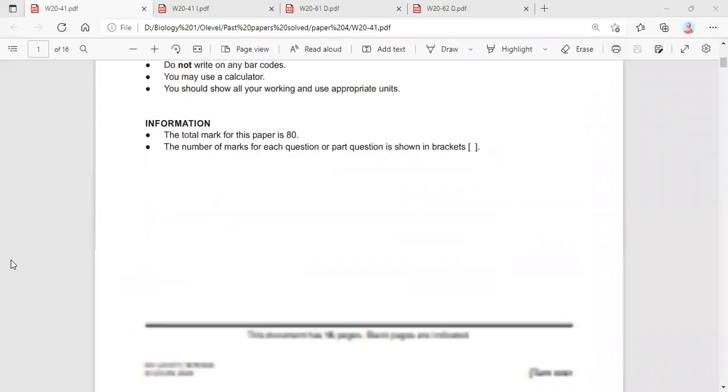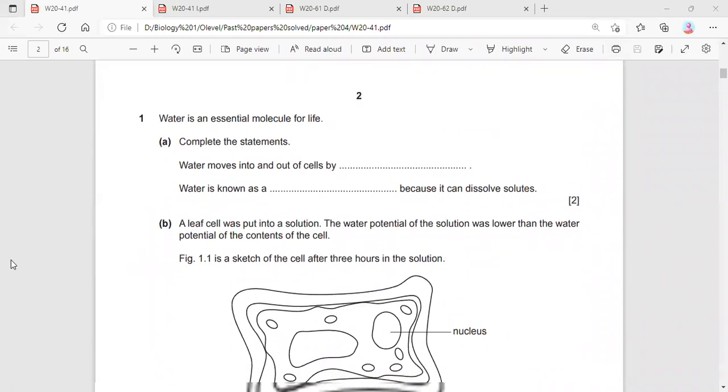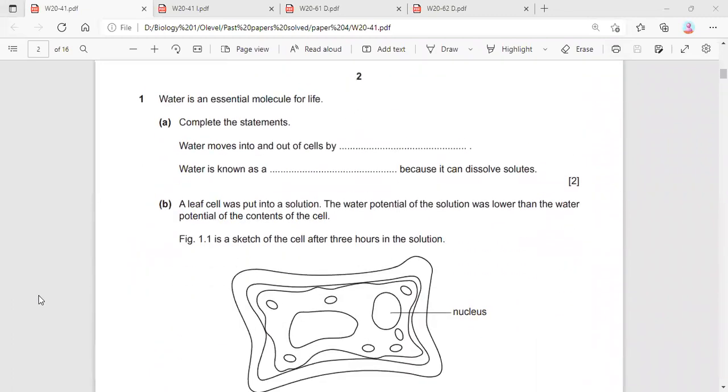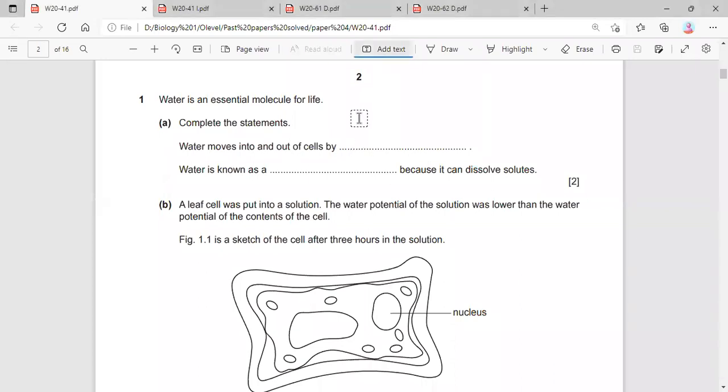Let's read the first question. Water is an essential molecule for life. Complete the statements. Water moves into and out of the cells by osmosis. This is the process that moves any water, which is in a liquid form. And water is known as a solvent because it can dissolve the solutes.